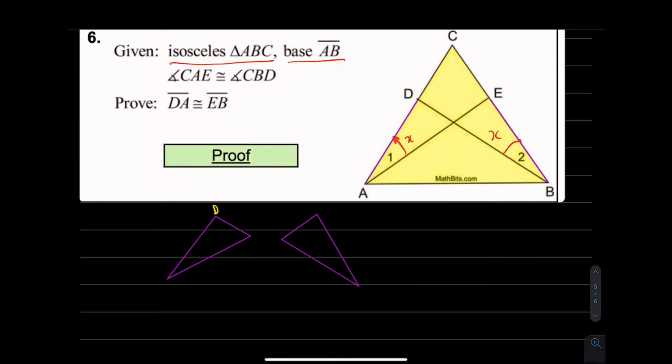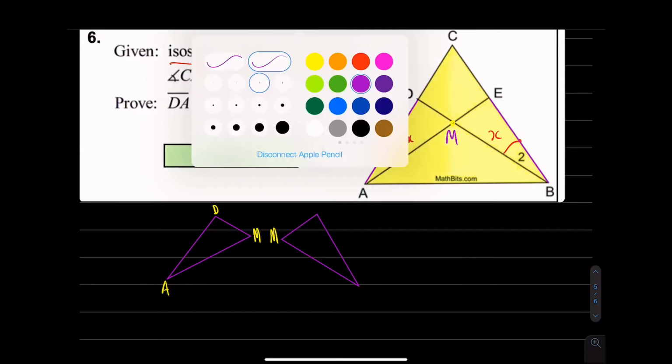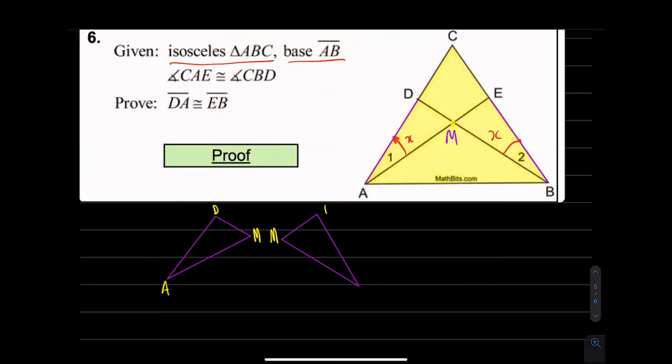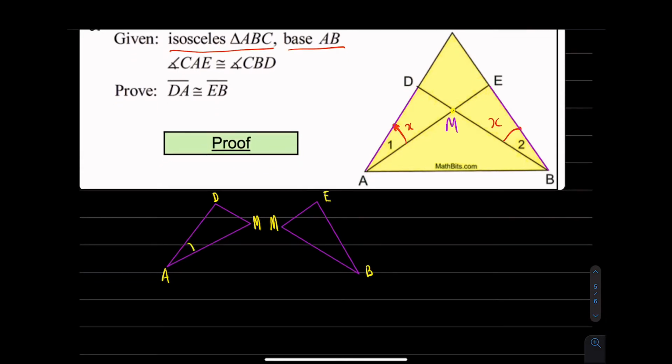So it's D, A, and I'm going to call this M, and this is going to be M as well. So say I label this point M. Cool. So now we should be able to see that these triangles are kind of similar to each other. So yeah, this is X, and then we have this is X as well. Cool. So how we begin the proof.